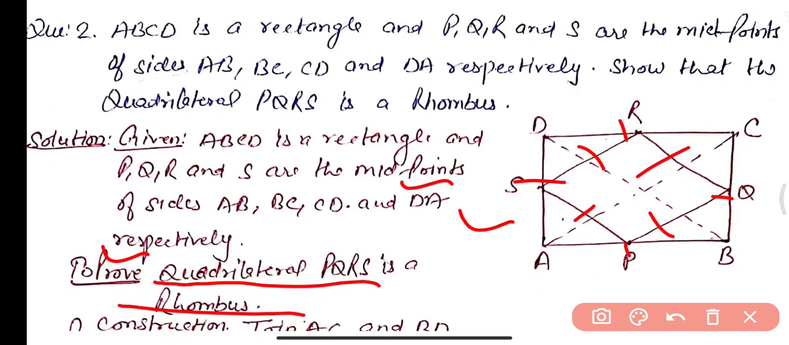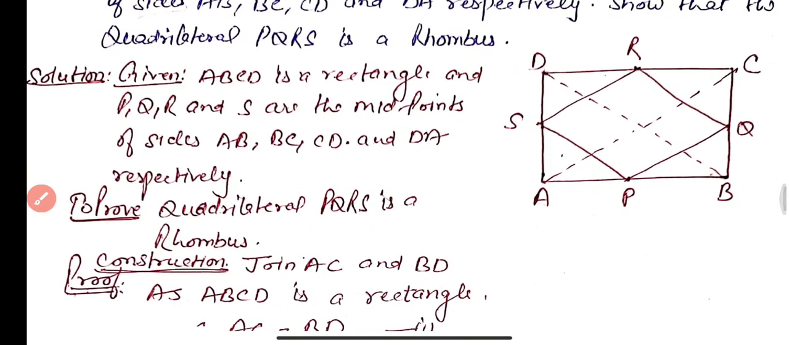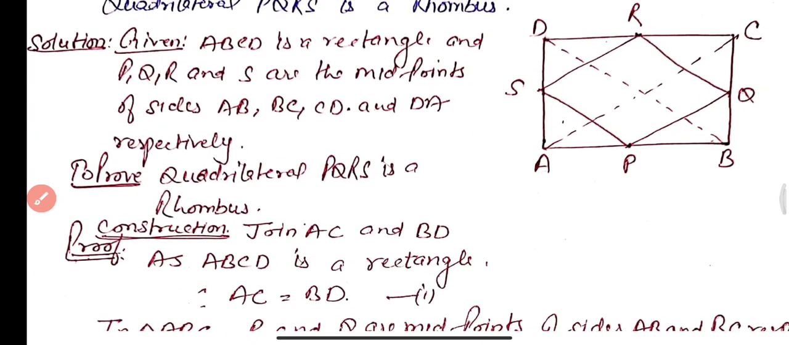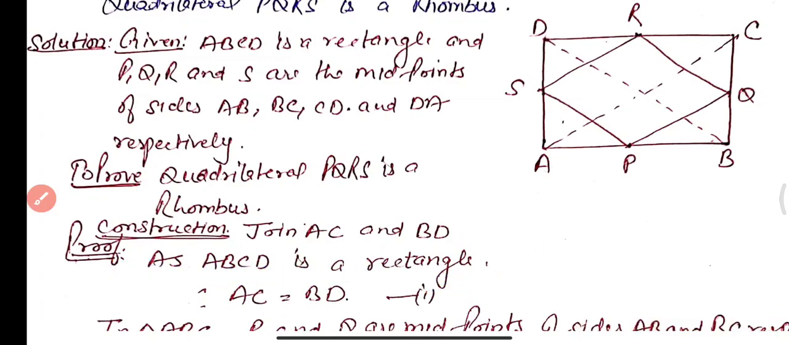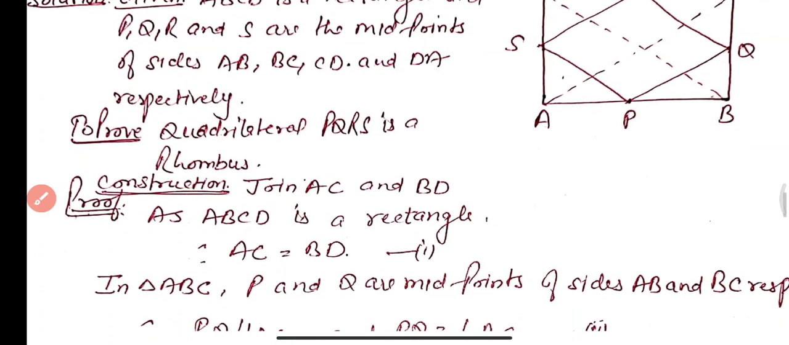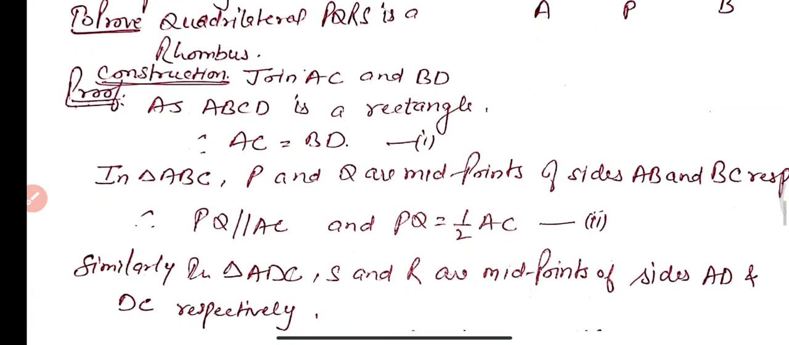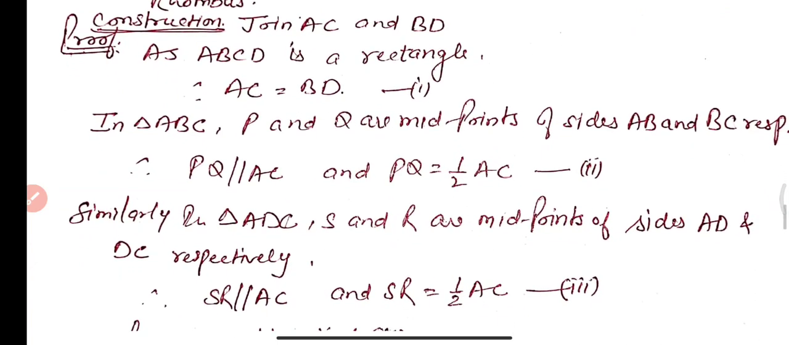PQRS is a rhombus, so we need to prove that all these sides are equal. For construction, we join the opposite vertices A and C, and similarly B and D. Join AC and BD. In the proof, as ABCD is a rectangle, the diagonals of a rectangle are equal. So we can say AC equals BD. This is equation number 1. Keep it in mind for further use. So diagonal AC equals diagonal BD.